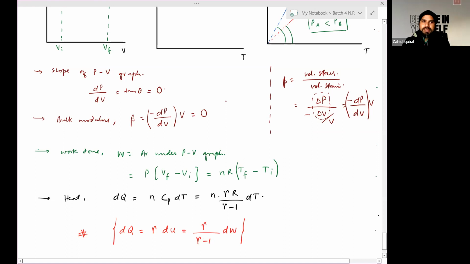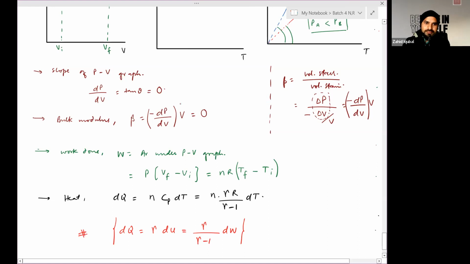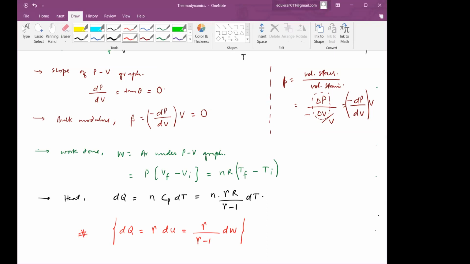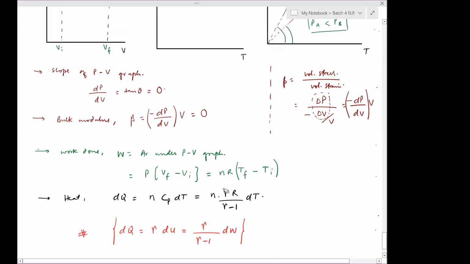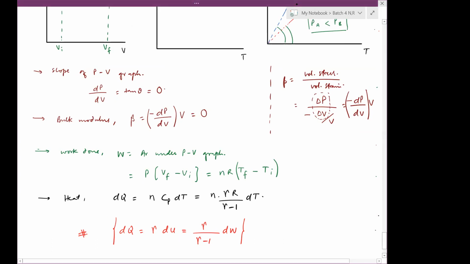Any doubt related to this part to any one of you? Sir, how did you get gamma dU? dQ is equal to gamma dU. Okay, okay.